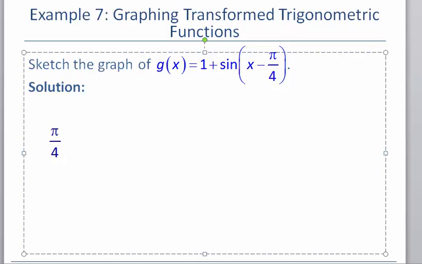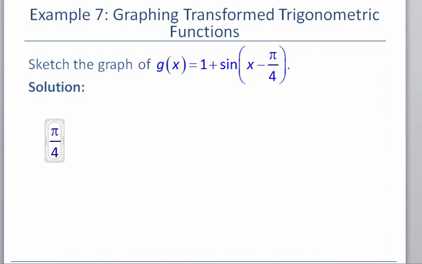Okay, so let's look at one other example here. We want to sketch the graph of g of x is equal to 1 plus sine of x minus pi over 4. Now, let's think about what is happening on this graph, and we're kind of comparing it back to our original sine function graph and looking for changes. So remember, we're comparing it back to the graph of sine x.